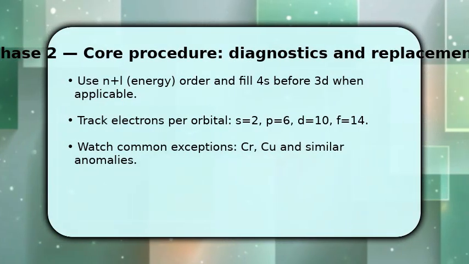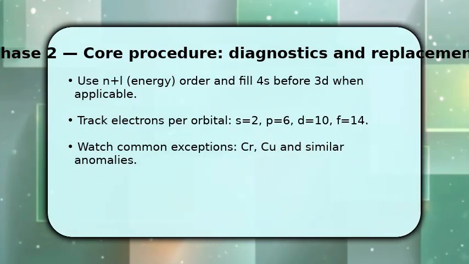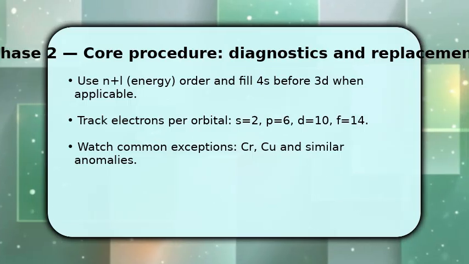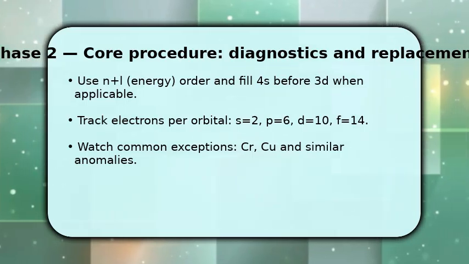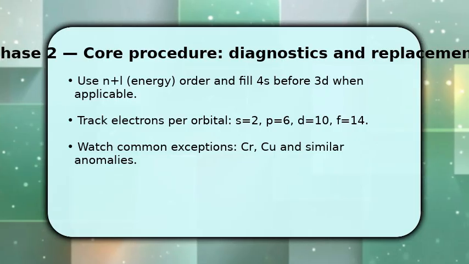Once you've started, continue by applying the n plus l rule to decide energy priorities. Remember, 4s fills before 3d in neutral atoms, even though 3d is lower after filling.